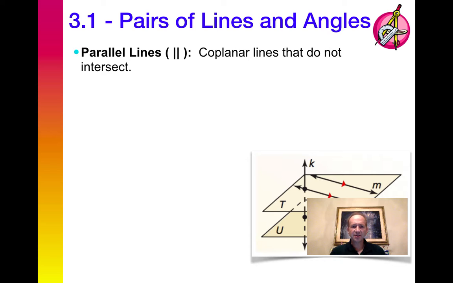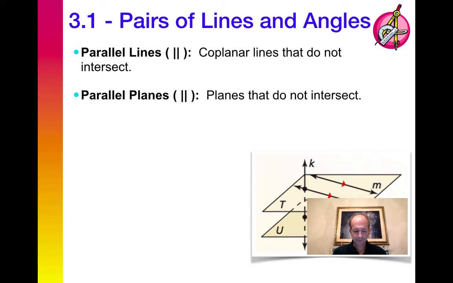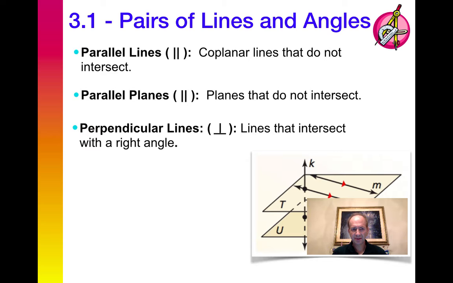So parallel lines, you can see by the symbols here, we have parallel lines, coplanar lines that do not intersect. We also have parallel planes, planes that do not intersect. And if they did intersect, then they would intersect and create a line at the intersection. But these do not intersect.